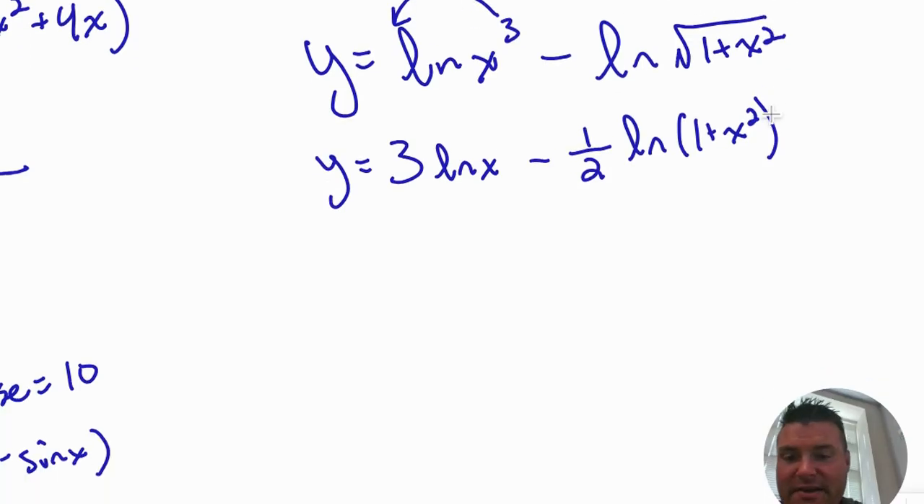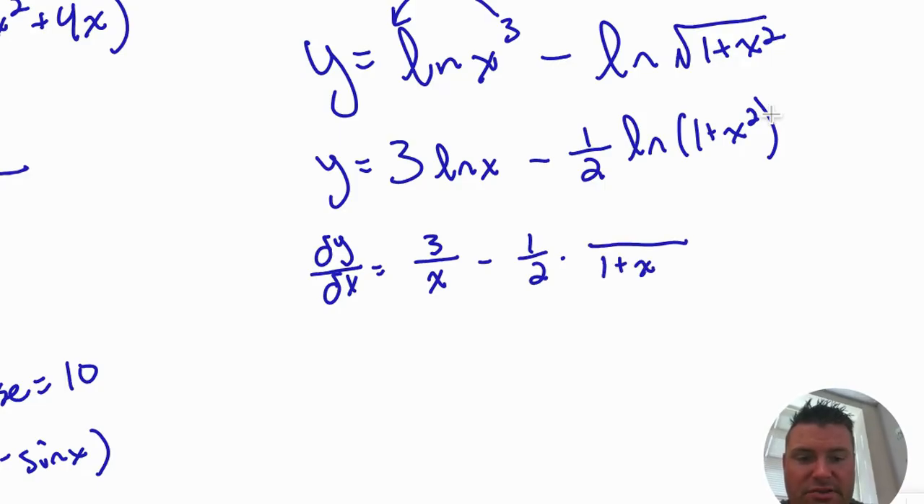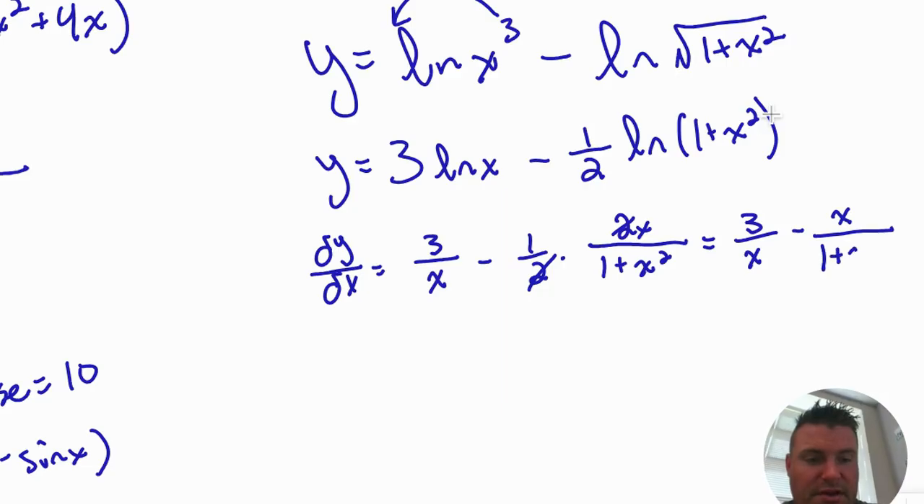Now I can easily find these derivatives, so I'm going to get dy over dx is equal to 3 over x. Hopefully you found that as quickly as I did, minus 1/2 times 1 over 1 plus x squared. If you don't mind, I'm going to do the derivative and just throw it in the numerator. The derivative of the inside there of 1 plus x squared is just 2x. A little bit of cleaning up here, those 2's cancel out, and I'm going to get this to be 3 over x minus x over 1 plus x squared.